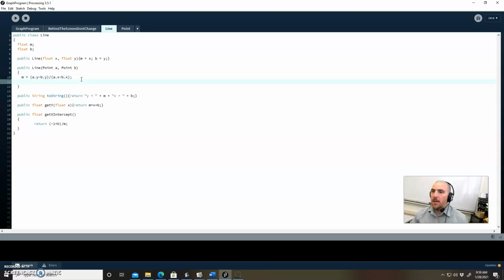Okay, and then b, being the y-intercept, I'm going to pick a point. I'm going to pick a. I could pick b as well; it will find the same thing. I'll pick a. Remember, it is a dot y minus the slope, which we just calculated, times a dot x.